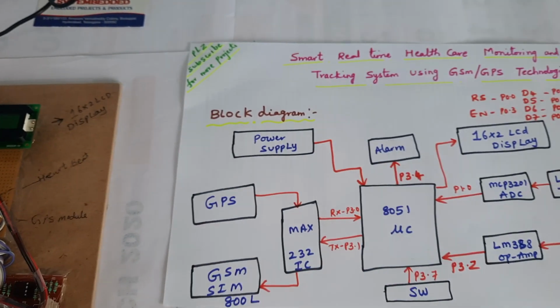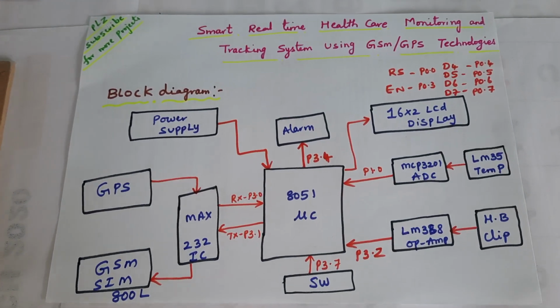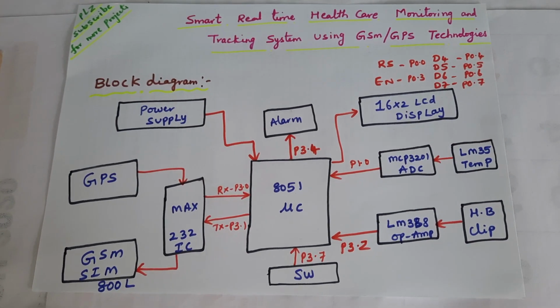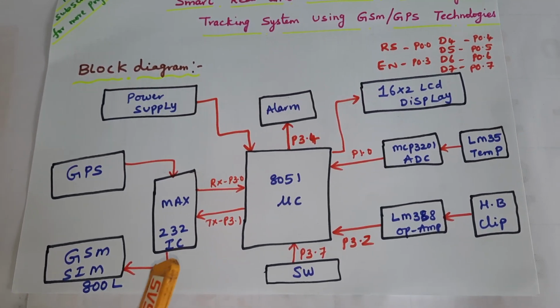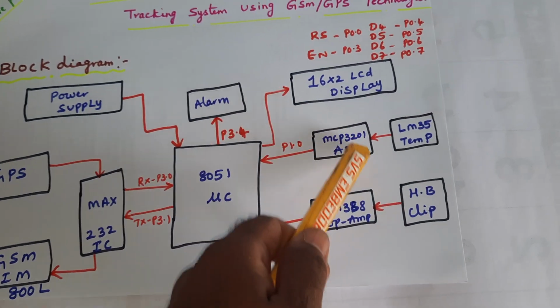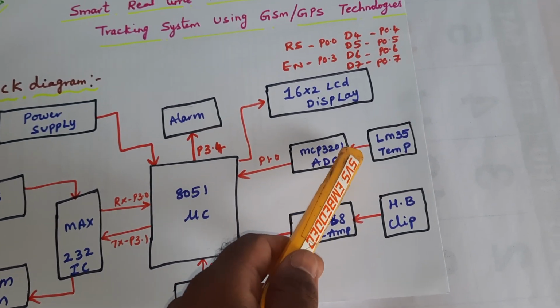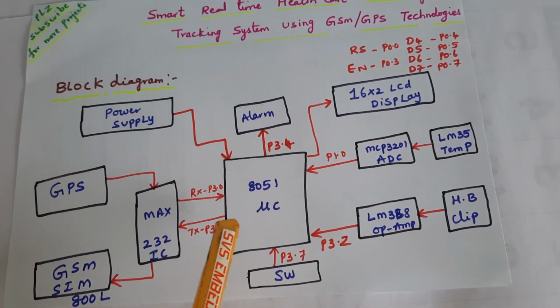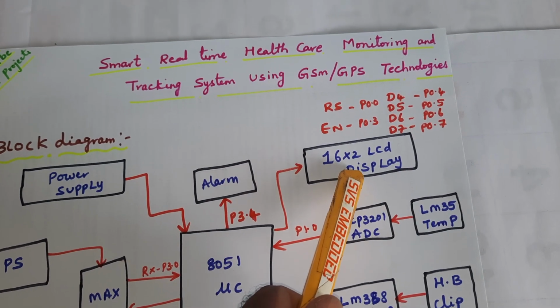The project title is Smart Real-Time Healthcare Monitoring and Tracking System using GSM and GPS technology. In this project, we are using an 8051 microcontroller IC and two sensors: a body temperature sensor and a heartbeat sensor. We display the data on the LCD display.